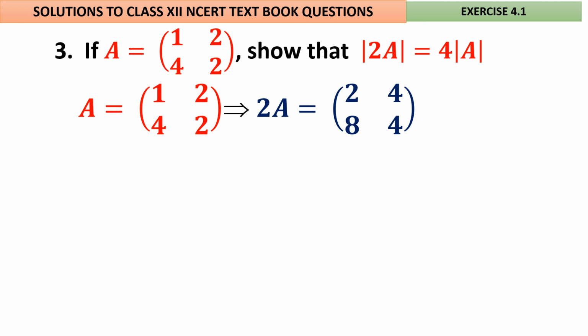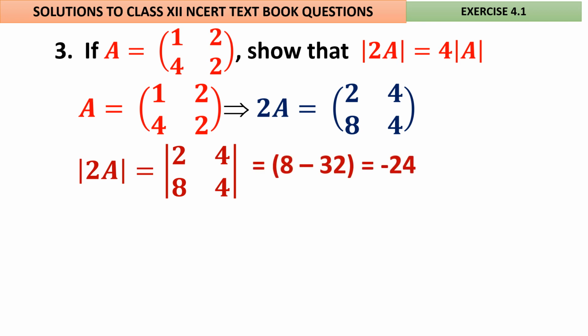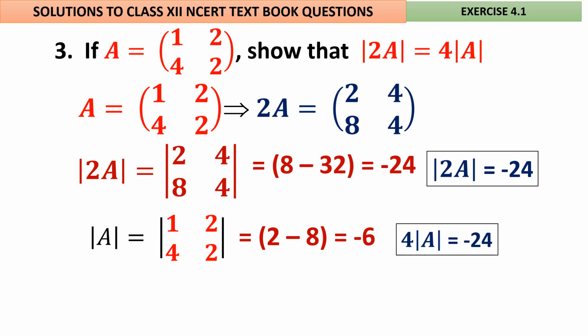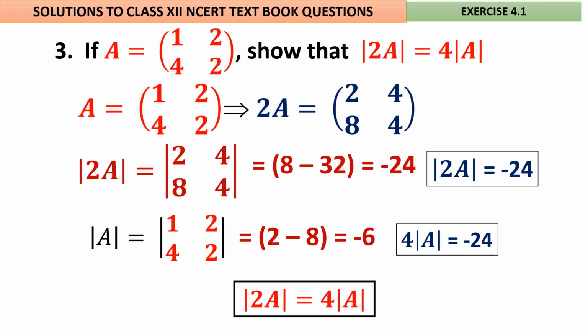Let us see. A is given, 2A I have found. I have to find determinant of 2A. 4 into 2 minus 8 into 4. Therefore the answer is minus 24. Therefore determinant of 2A is minus 24. Let us find determinant A now. It is 2 minus 8, it is minus 6. The RHS is 4 multiplied by determinant A. It is once again minus 24. We have proved now. Determinant of 2A is the same as 4 times determinant A.